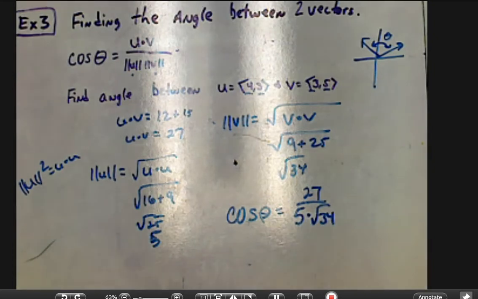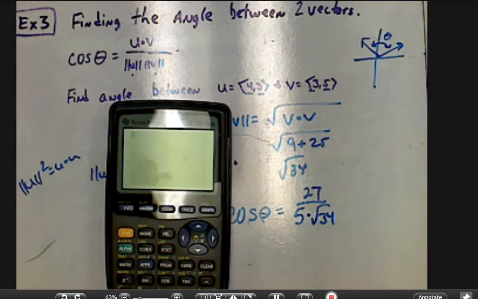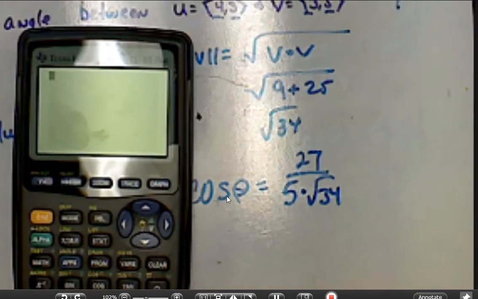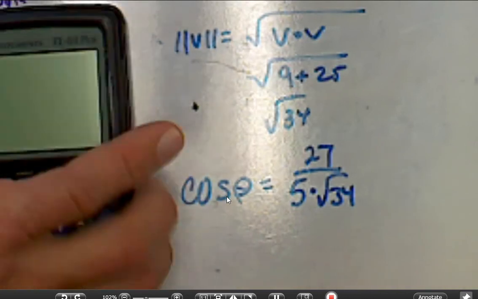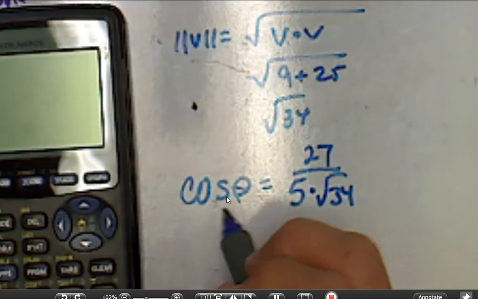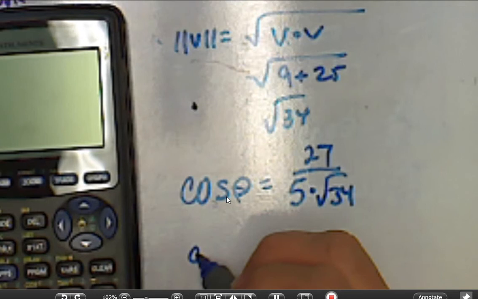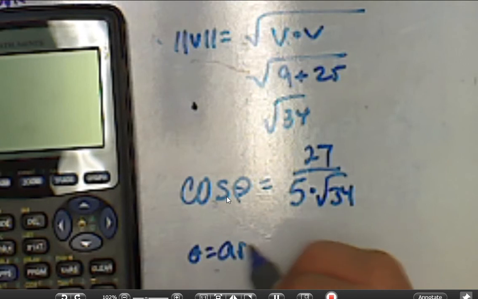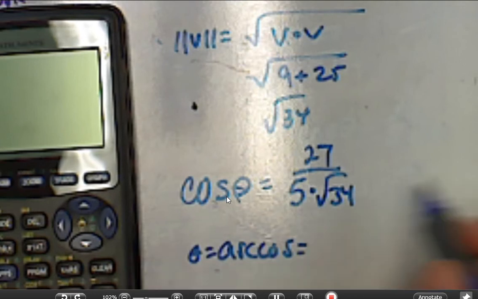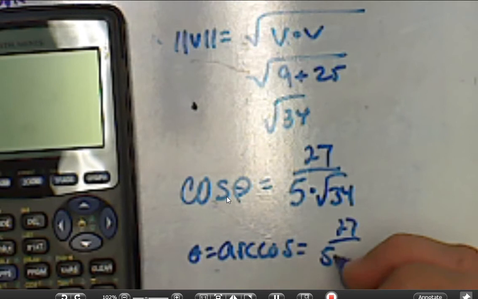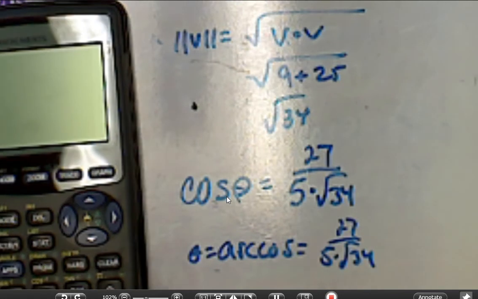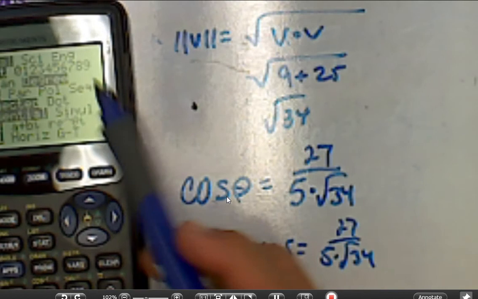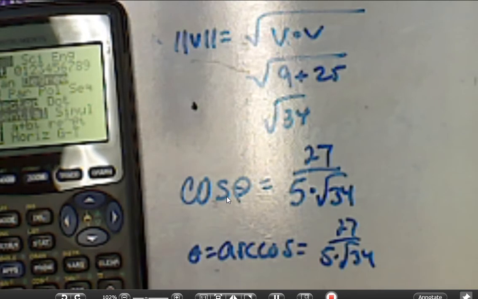Okay? So what I'll do now is whip out my handy dandy calculator. I'm going to zoom in on that a little bit for you. First thing we have to realize, to find the cosine theta equal to this, I have to use theta equals the arc cosine of 27 over 5 times the square root of 34. It's been a little while, so let's check to make sure that it's in degrees. It's in degrees, so we're good.